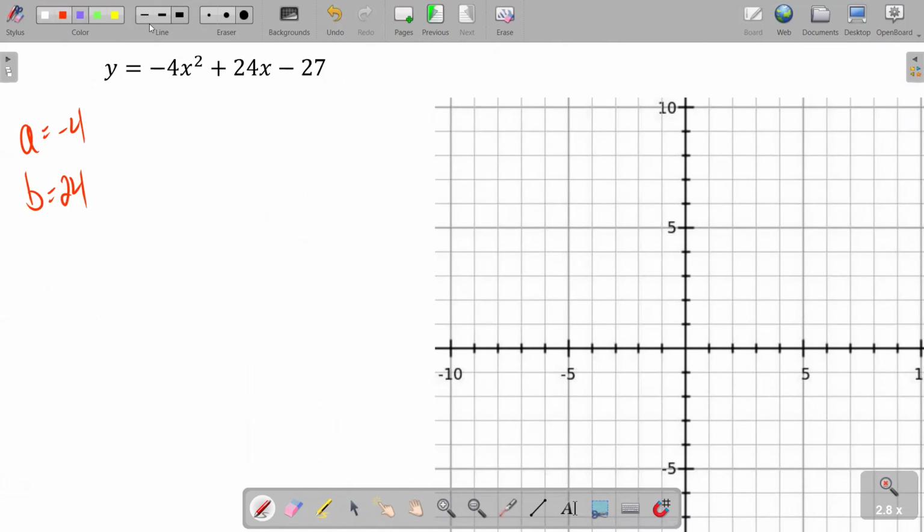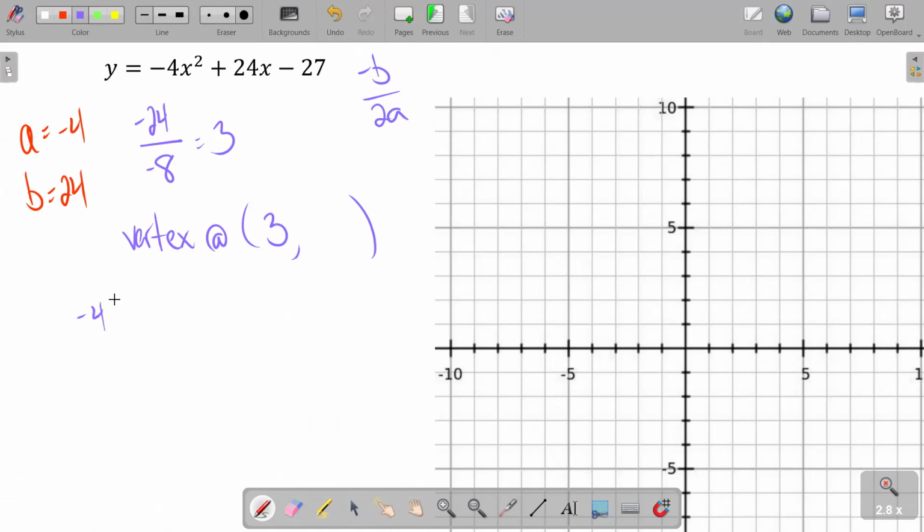So our happy little vertex formula, remember, is always the opposite of B divided by 2A. What's the opposite of my B? And what's 2 times my A? And what's negative 24 divided by negative 8? Equals 3. So again, with confidence, we can all write down that I know where my vertex is. It is at 3 comma something. As has always been the case, we're going to plug that back in.